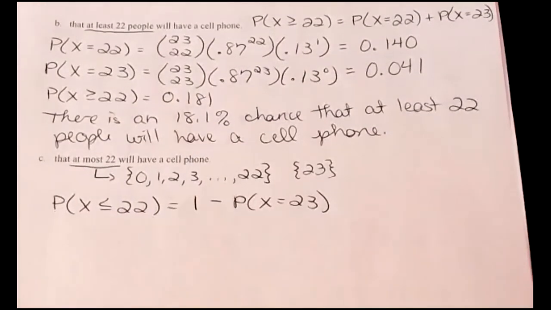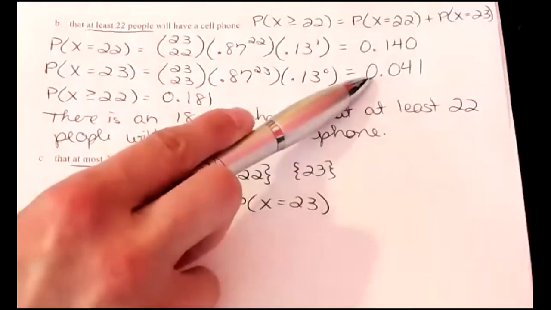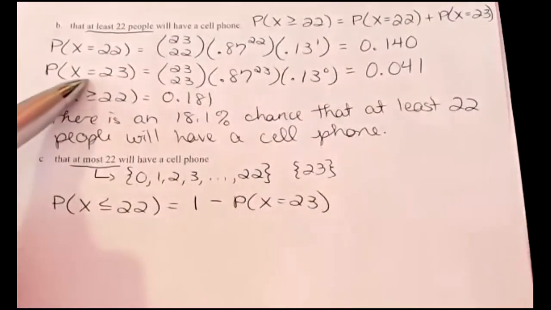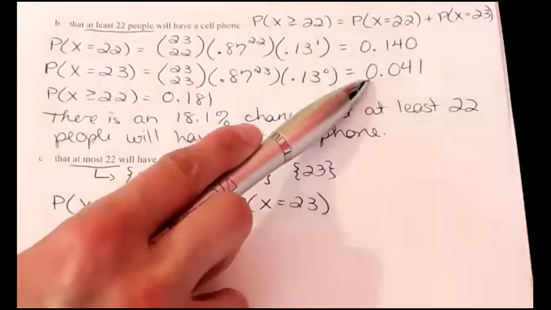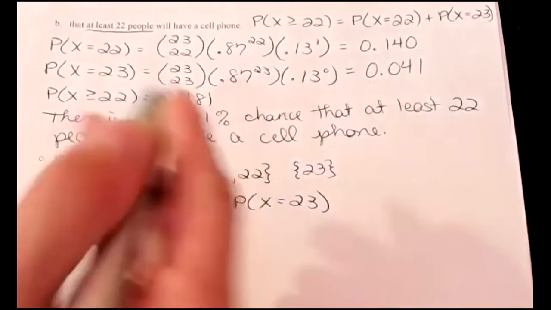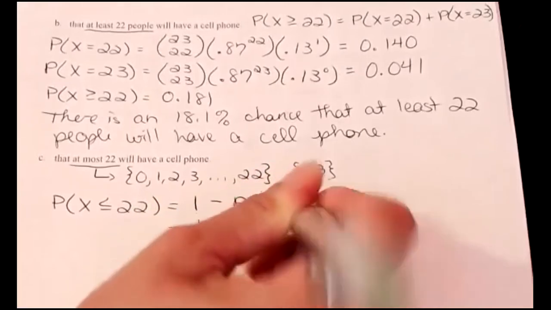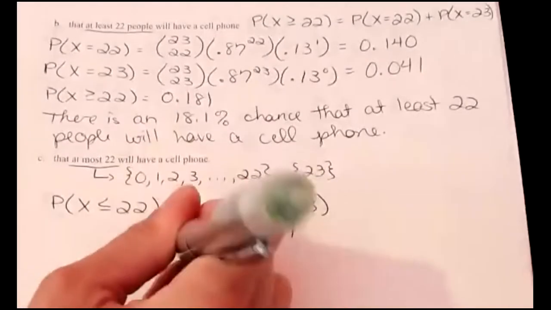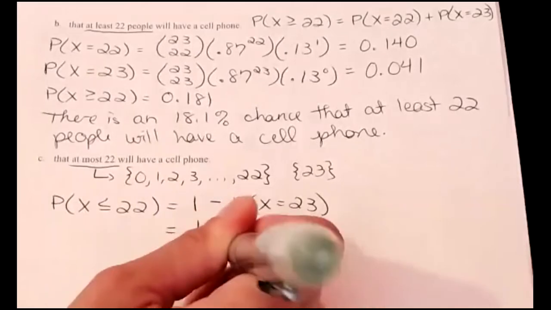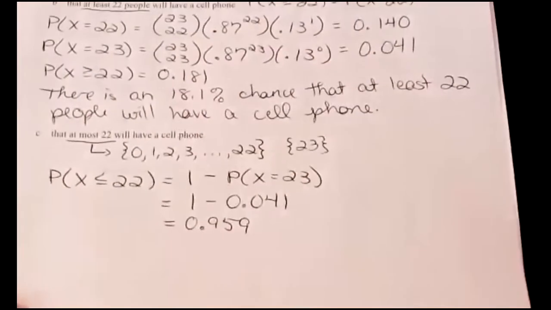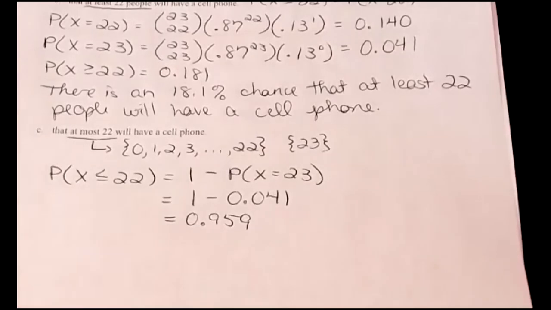Now, the super cool thing is we actually already calculated the probability of exactly 23 in part B. There it is. So the probability of exactly 23 is 0.041. So we're going to take 1 and subtract 0.041. When you do so, you should get 0.959, which actually makes a lot of sense. The chance that at most 22 people will have a cell phone is a 95.9% chance.